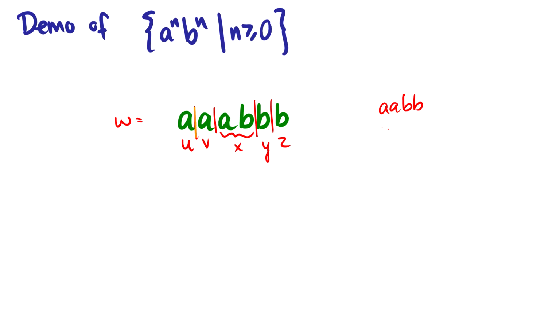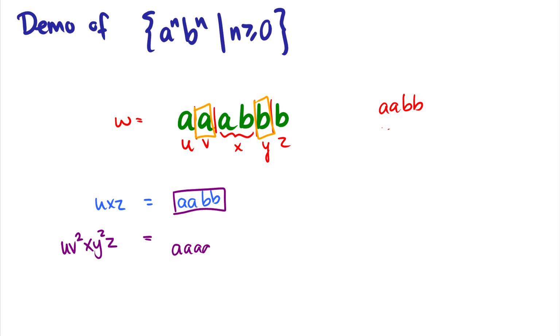So essentially, I'm going to increase this a and this b here. The first thing I can do is move it down, so I can just be left with u, x, z, and that'll leave me with a, b, because I've removed the second a and the second b. I can pump it up once, so I'll be u, v squared, x, y squared, z. And again, notice how aabb is part of the language, so this is okay. If I pump it up more, I'll be left with a, a, a, b, b, b, and this is also in the language, and I can go infinitely.